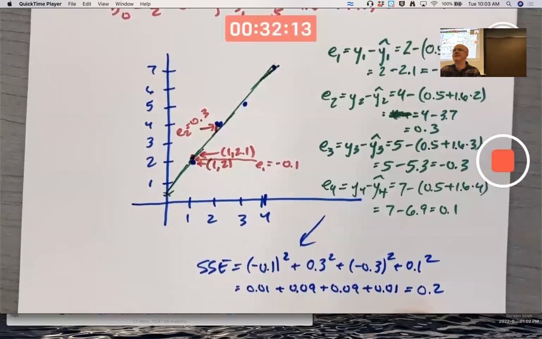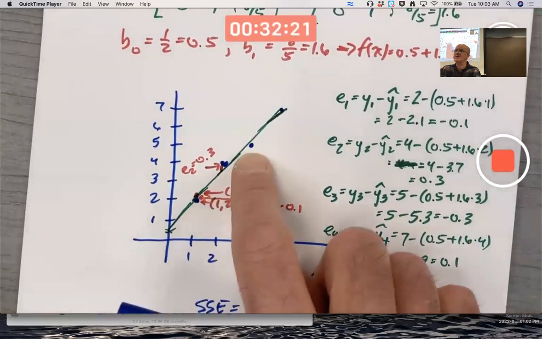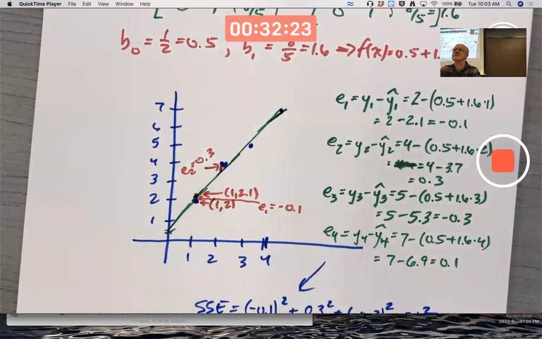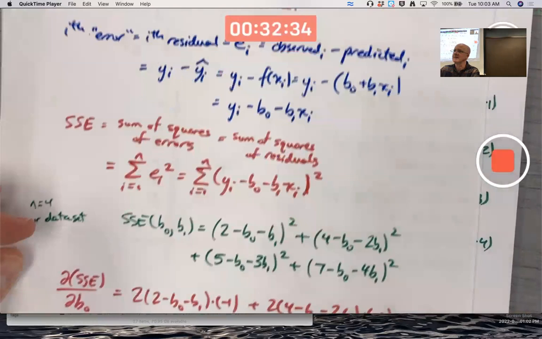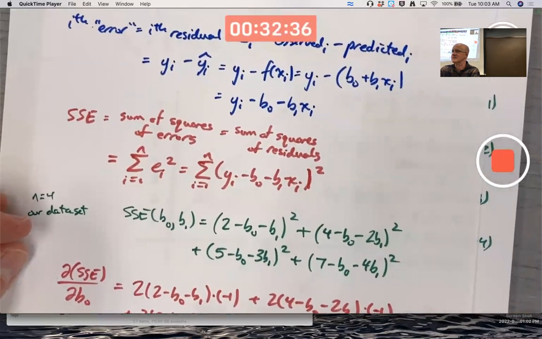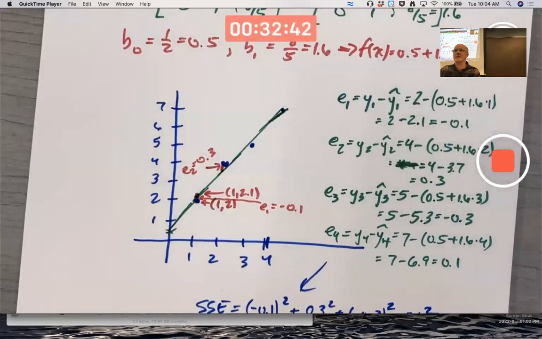Is it a good idea to minimize this? Is that the best choice to make? I mean, why not just minimize the sum of the absolute values of these residuals? Wouldn't that be simpler? Well, you could try that. However, this has the benefit of being easier to differentiate, for one thing, than absolute value symbols. That's one benefit of this. Another benefit is the general formulas are going to come out fairly nice.